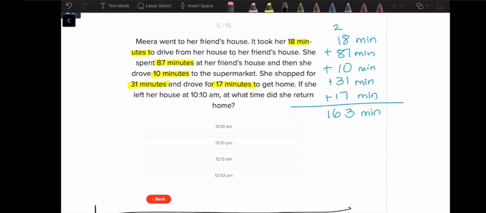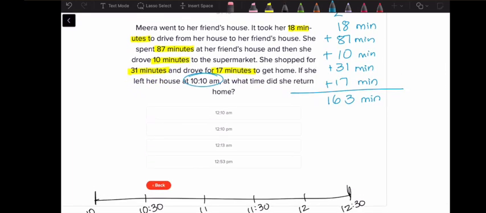So here's my timeline. I'm going to start it at 10 a.m., and I'm going to work in 30-minute intervals. So here's 11, 11:30, 12, 12:30. We'll see if we need to extend that a little longer. So she left her house at 10 a.m., so right around here. Now, she was out of the house for a total of 163 minutes. If you want, you can work just with 163 minutes.